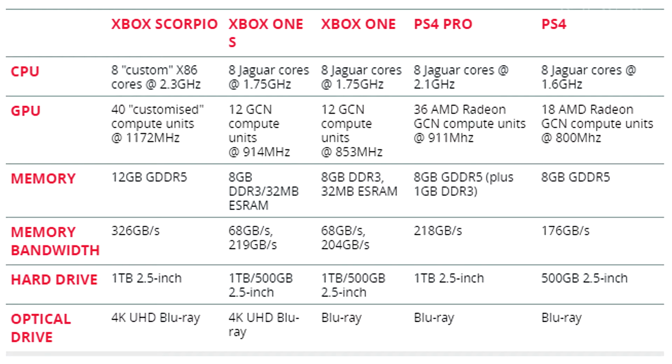In terms of RAM, which allows to store more things in the memory at the same time, the Scorpio has 12 GB RAM and the One 8 GB. The memory bandwidth, indicating how fast the memory can be accessed, is also much higher for the Scorpio at 326 GB per second compared to 68 GB and 219 GB per second for the One. Overall, this sounds pretty impressive, so expect the Scorpio to be expensive. People assume it will be priced around 499 euros or even higher.